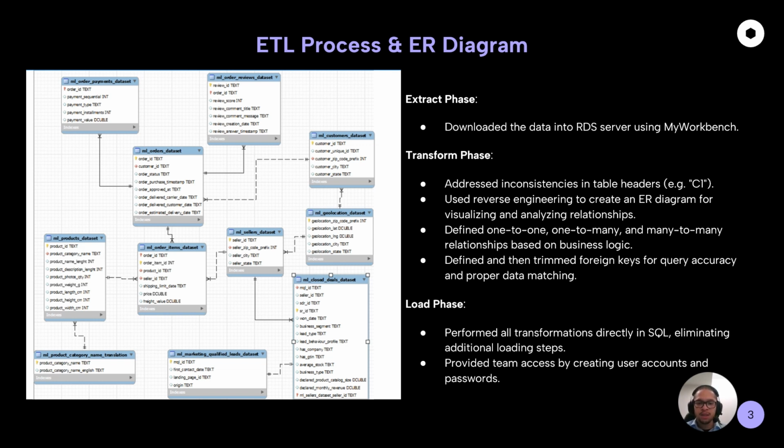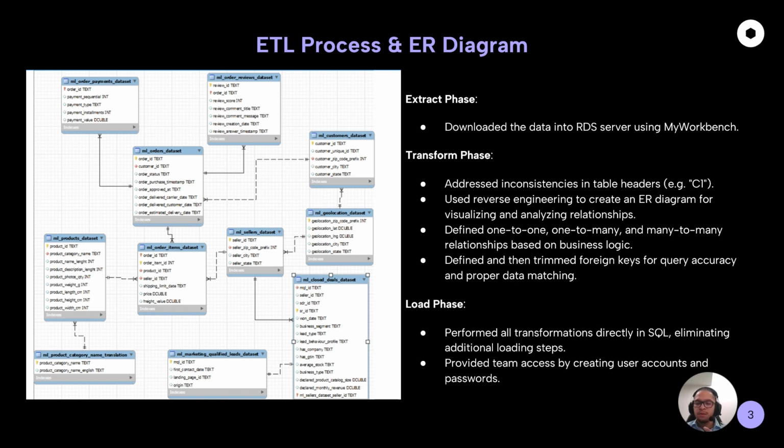Starting with our ETL process and our ER diagram, before diving into any analysis, we began our project with the first step of the ETL process: extract. We downloaded the given data into our RDS server using MySQL Workbench. Moving on to the transform phase, we started by addressing inconsistencies in table headers. Many tables had titles like C1 in the first row, so we created copies of these tables with corrected headers. Then we deleted the original first rows, ensuring that proper headers were in place for building relationships.